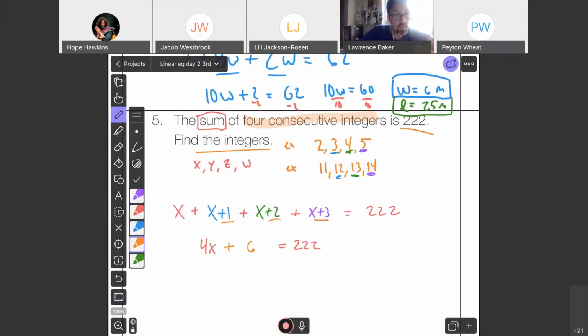Very easy equation to solve now. If we subtract 6 over, we get 216. If we divide by 4, we find out that x would be 54. So we'd want to find all 4 numbers. 54 was our first number, then that'd be 55, and then 56, and then 57.